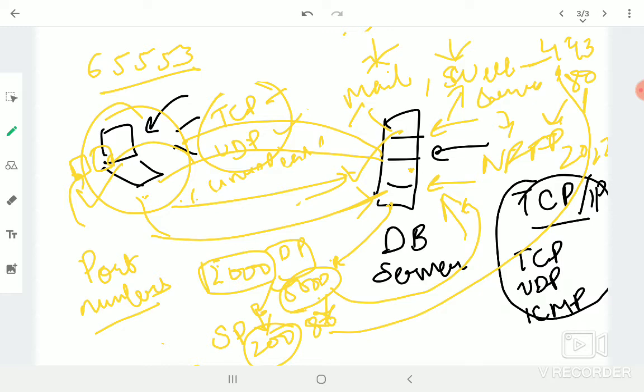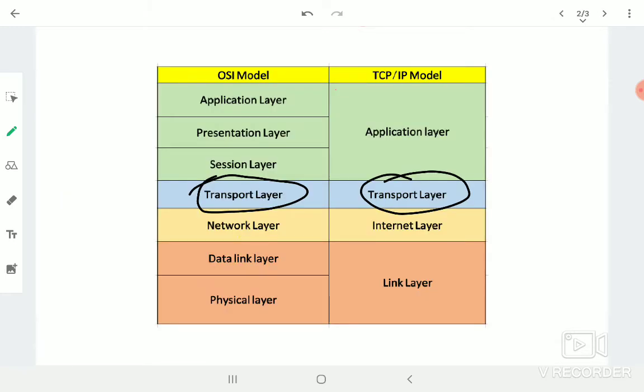This is what actually happens at the application layer. Sorry, at the transport layer. It is the choice between the protocols, usually TCP or UDP, and the second choice is which source and destination port numbers are to be used. Now we will go ahead and talk about the next layer.